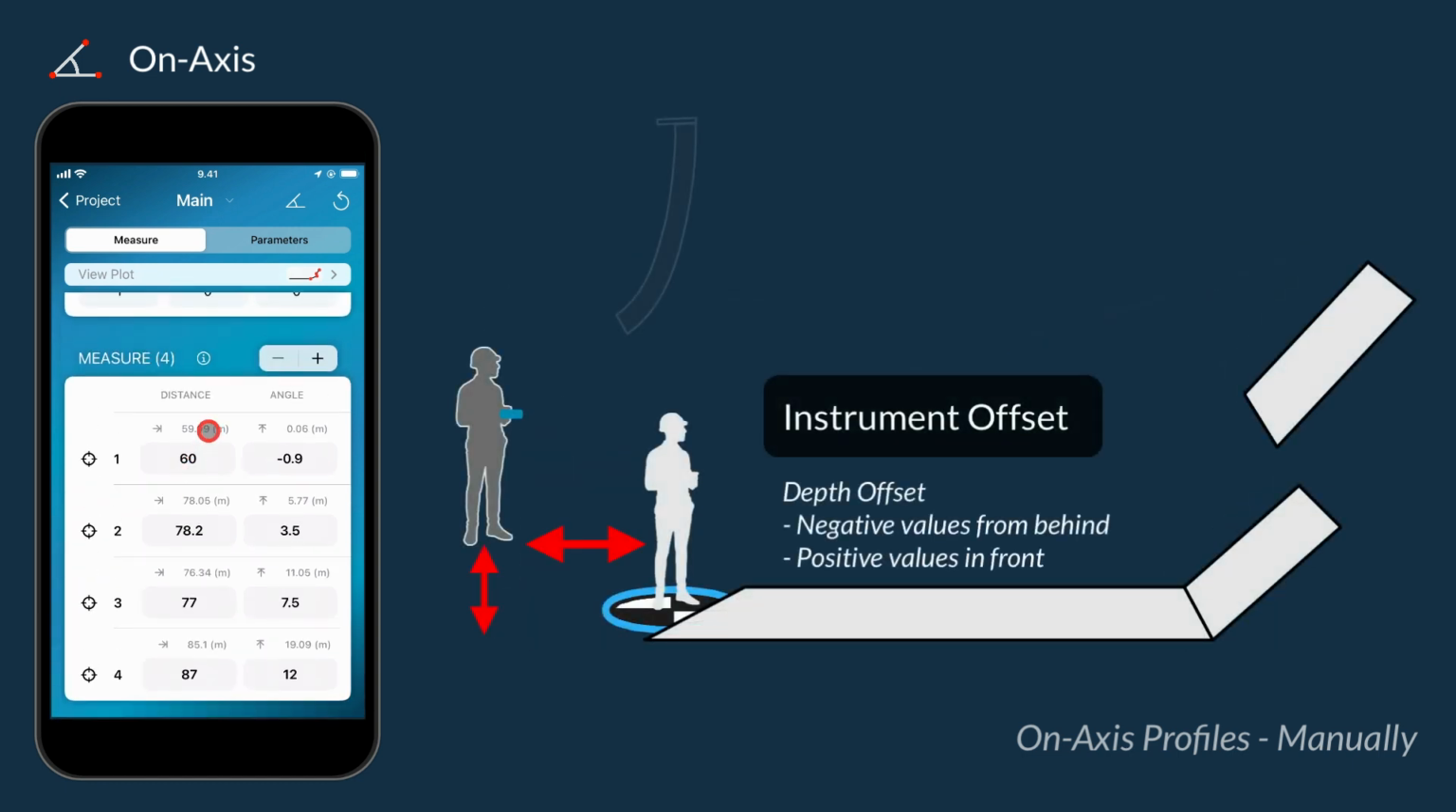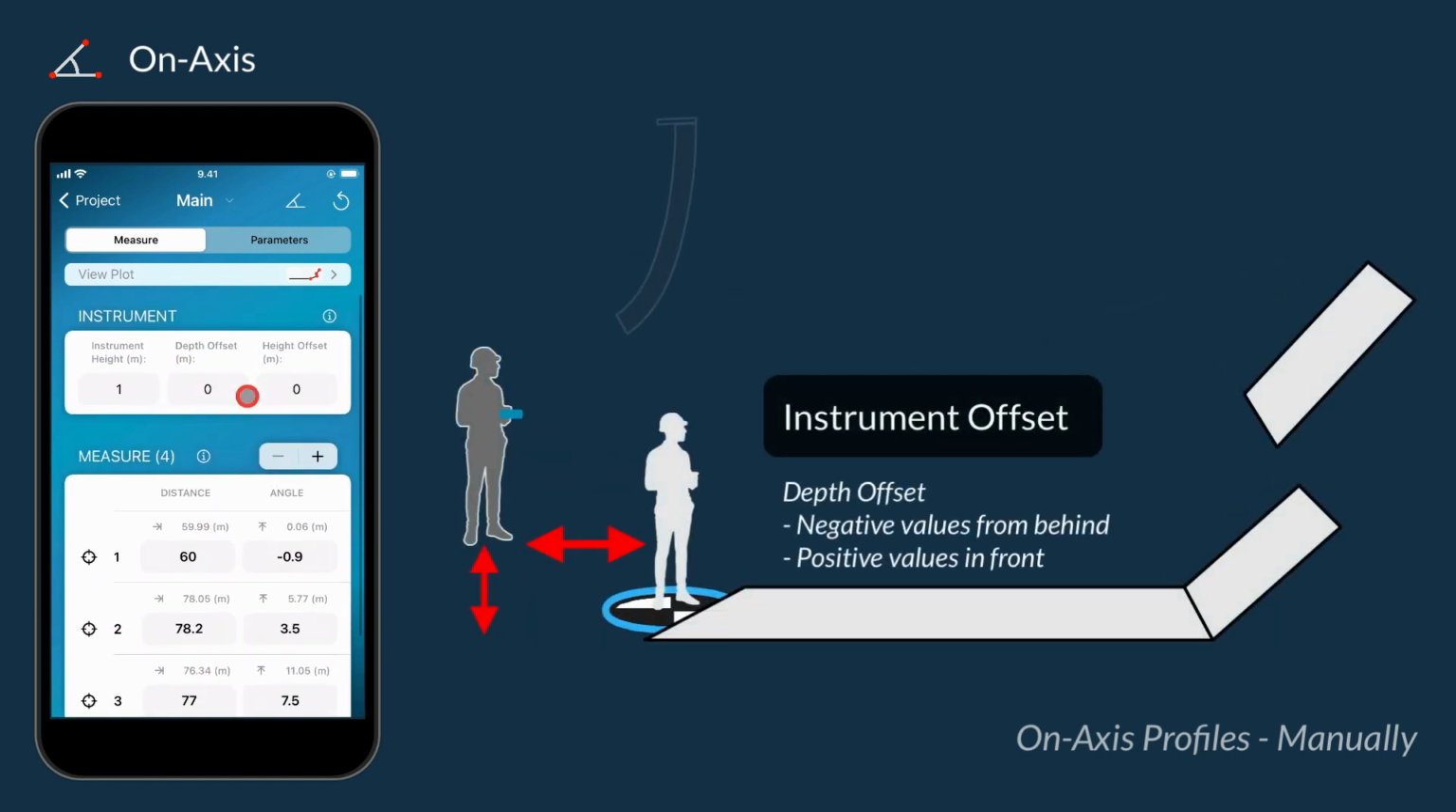Sometimes, in real-life conditions, it is not physically possible to take the measurements from the front rigging point. For such situations, the instrument has a depth and height offset parameter, which allows measurements to be taken behind or in front of the actual measuring point at different heights.